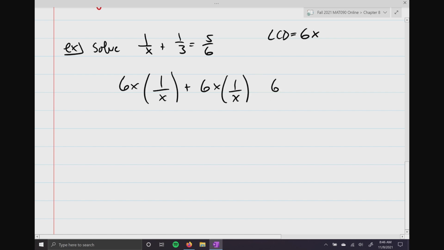Oops. That's supposed to be an equal sign. All right, step 1, multiply everything by 6x. Or, I'm sorry, step 1 is LCD. Step 2, multiply everything by 6x.